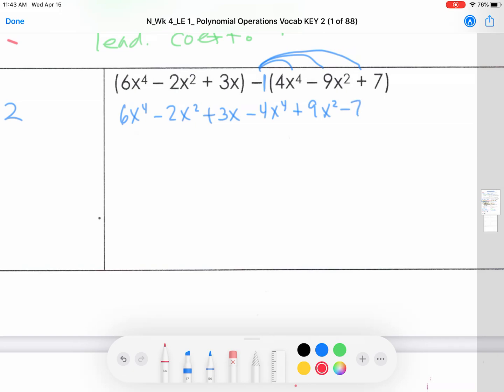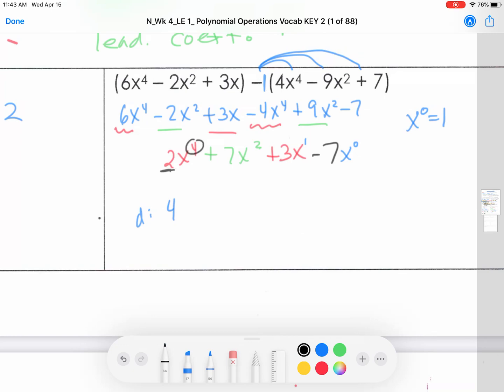And once we've done that distribution of this negative, all we have to do is look for those like terms to combine. So we have 2x to the fourth, we have plus 7x squared, we have plus 3x, and we have the minus 7. And that's our final answer. It's in standard form, 4, 2, 1, and then no variable. X to the 0 is the same thing as a 1, right? So our degree is 4, because the highest exponent is the 4 here. And our lead coefficient is the 2.